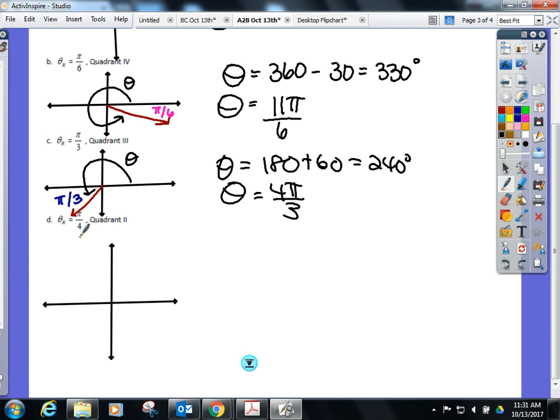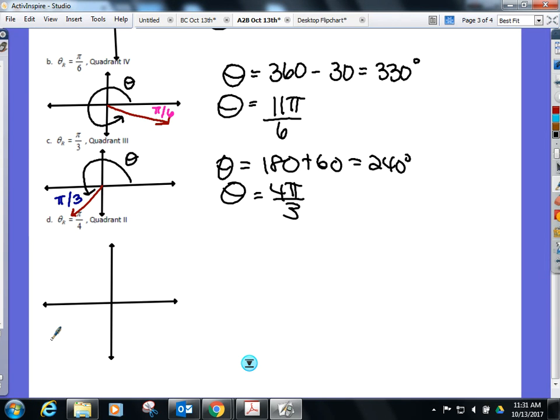All right. Quadrant 2, pi over 4. Pi over 4 is what? 45 degrees. So you guys should be directly in the middle here, halfway between them. Pi over 4.